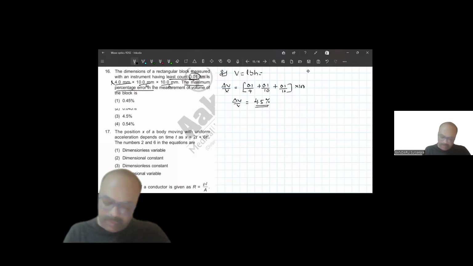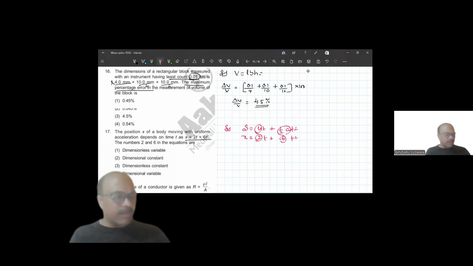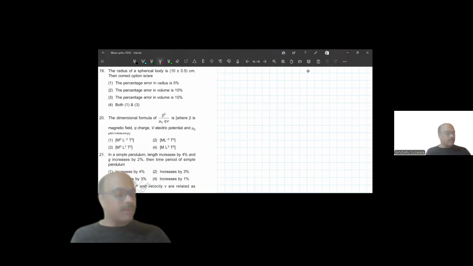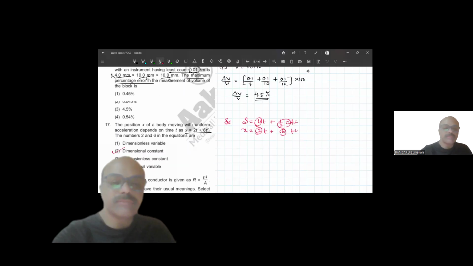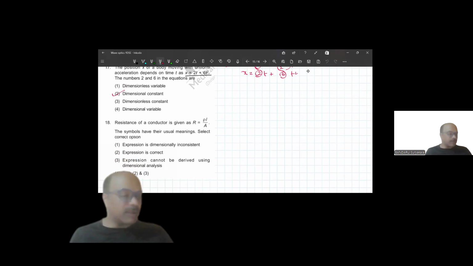The 17th one. This is in the form of the second equation of motion. S equals ut plus half at square. So x is given as 2t plus 6t square. So this is u, this is a by 2. So these two are dimensional constants. Okay. Next. The 18th one, both A and B are correct.